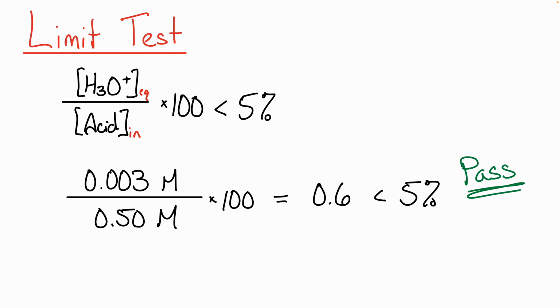Again, we assume this when the Ka is so small it strongly favors the reactants. So you can always assume this and then do the test to see whether or not it works. And so what we'll talk about now is a second strategy that we're going to use if it fails.